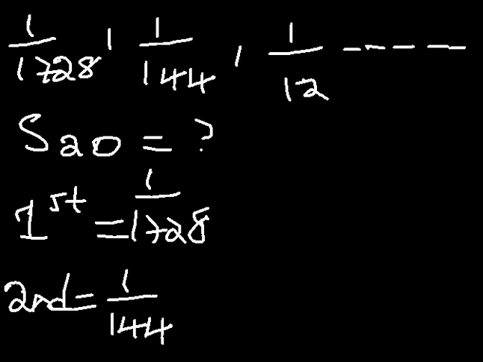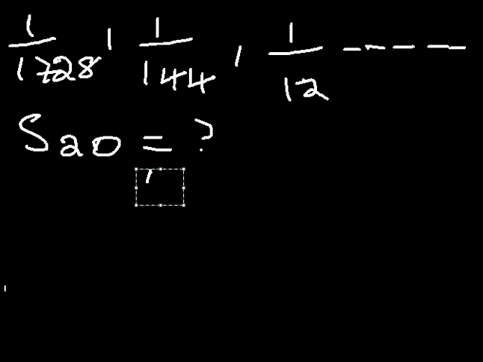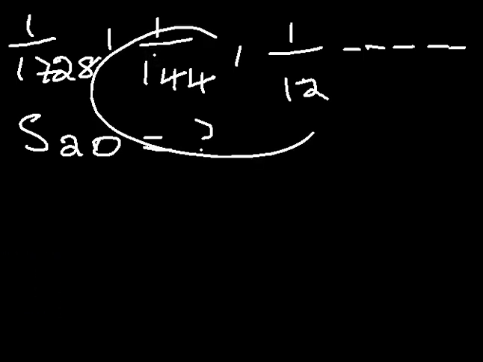Now we are on the verge that we can have the first term and also the common ratio as well, in order to have the sum of 20 terms. So try to have that at your own time in that case.